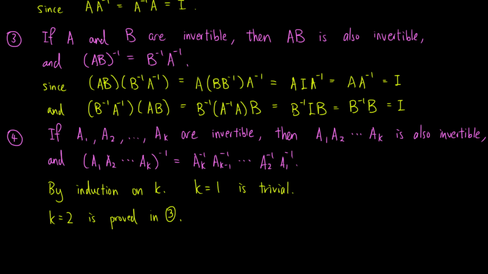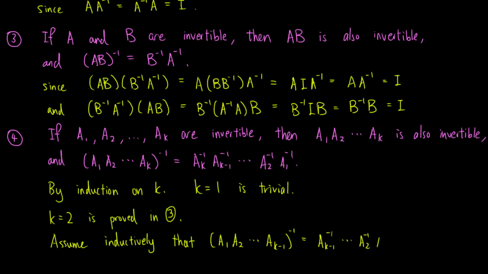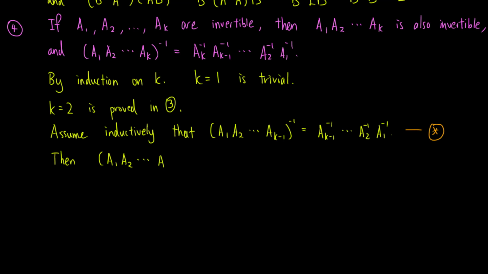Now we do the inductive case. Assume inductively that the inverse of A1 times A2 up to AK minus 1 equals AK minus 1 inverse times all the way to A2 inverse times A1 inverse. Let's call this star. Then the inverse of A1 times A2 times all the way to AK minus 1 times AK can be thought of as the inverse of the product of two matrices. The first one is A1 times A2 up to AK minus 1, and the second one is AK. So we can use property 3 to write it as AK inverse times the inverse of A1 times A2 up to AK minus 1.